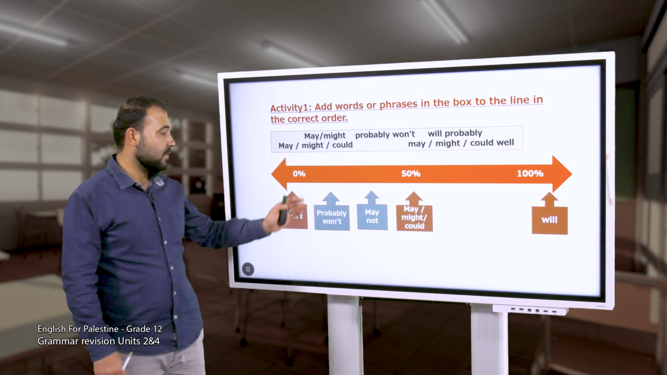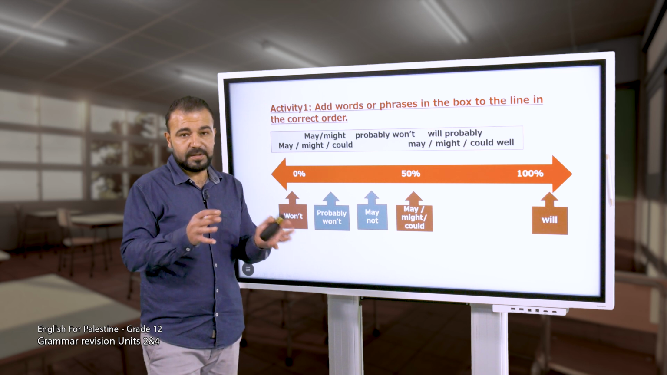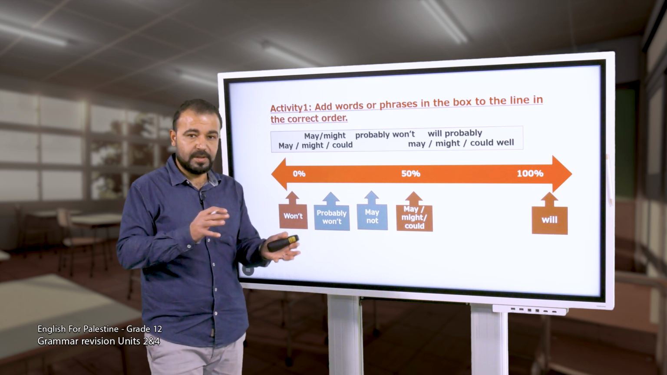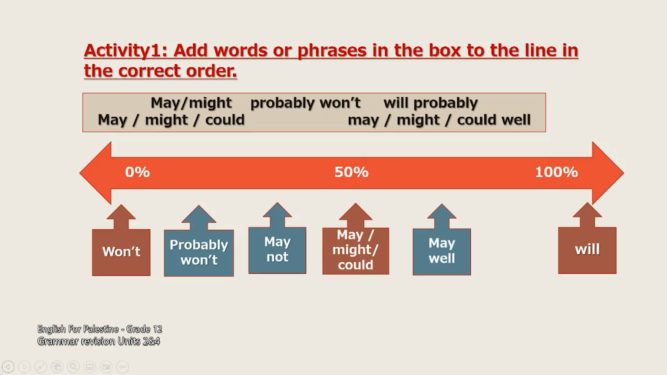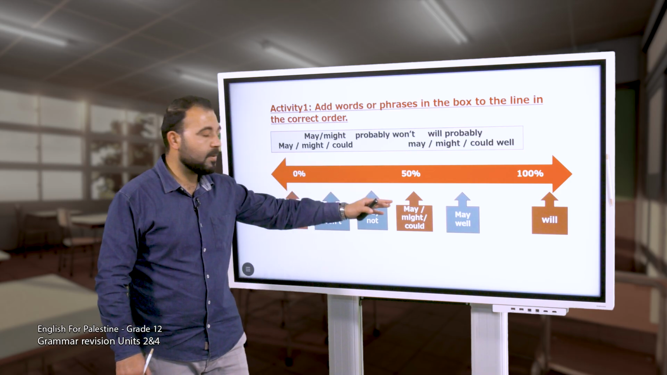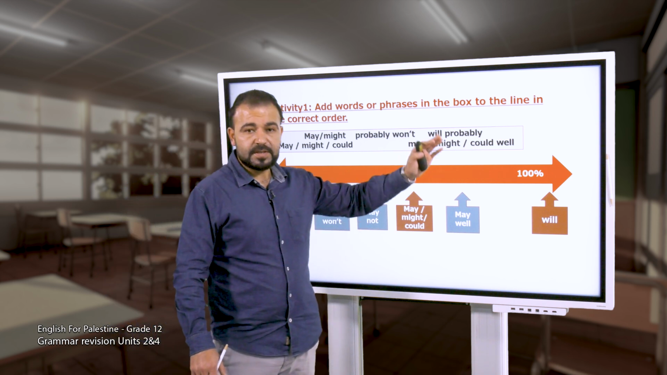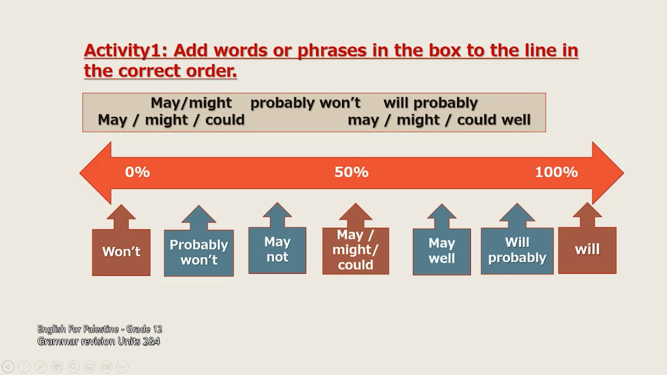May not, when we have less possibility and the percentage is around 25 or 30%. May will or might will or could will increases the possibility up to 60 or 65%. And will probably, when we have around 90% possibility of the action to happen.